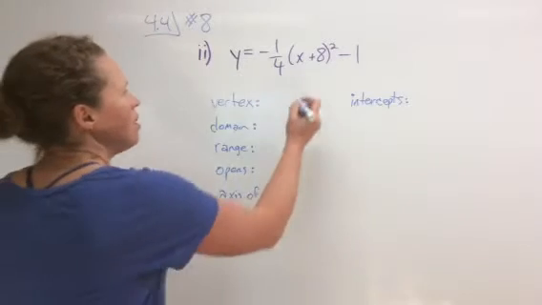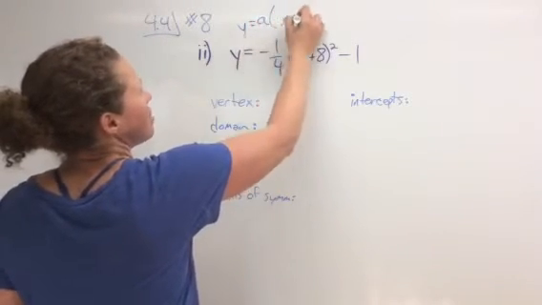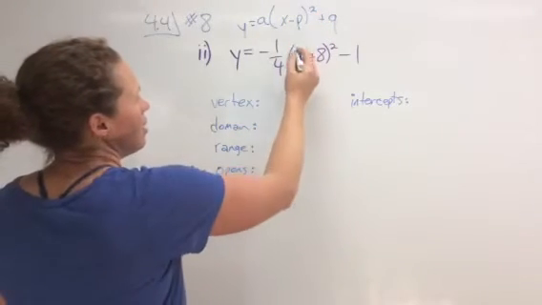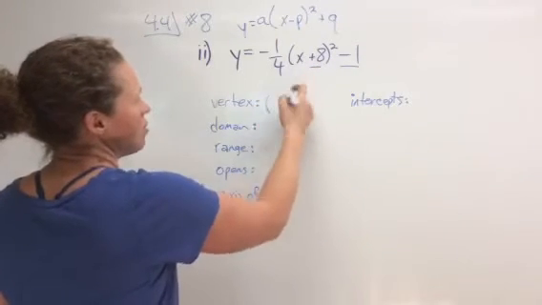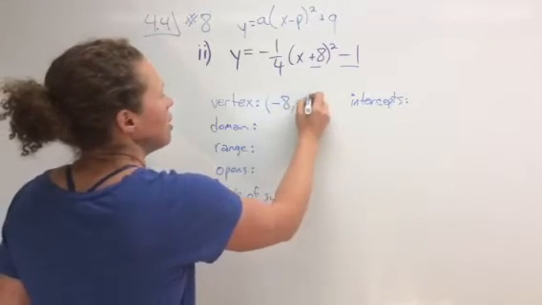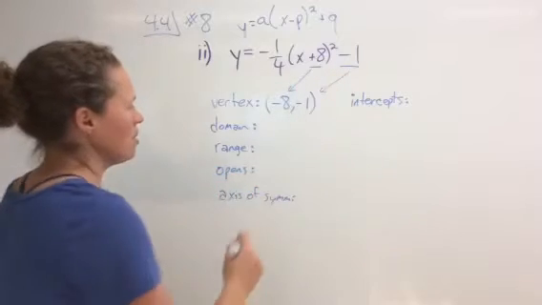So I know that this is my y equals a times (x minus p) squared plus q format. And so this is my p and this is my q. So my vertex is going to be -8 because I switched the sign on p, and -1 because q is a straight read. So that goes there, that goes there.